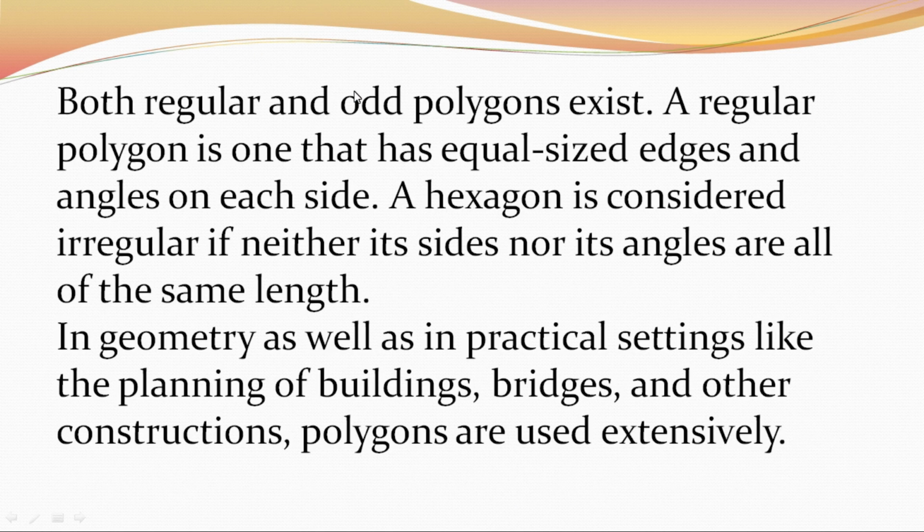Both regular and irregular polygons exist. A regular polygon is one that has equal sized edges and angles on each side. A hexagon is considered irregular if neither its sides nor its angles are all of the same length. In geometry as well as in practical settings like the planning of buildings, bridges, and other constructions, polygons are used extensively.